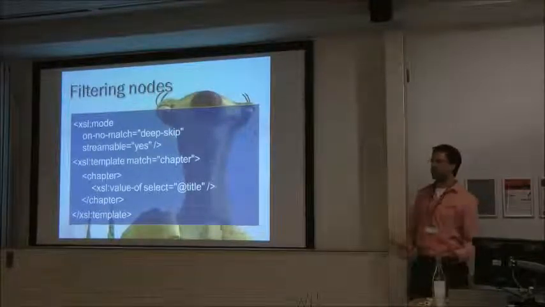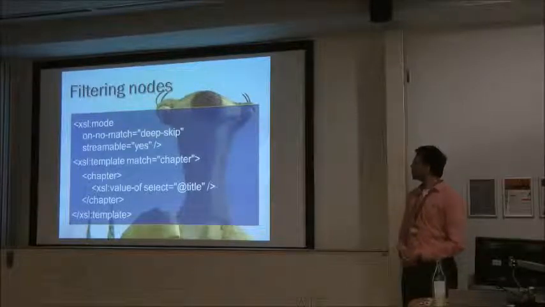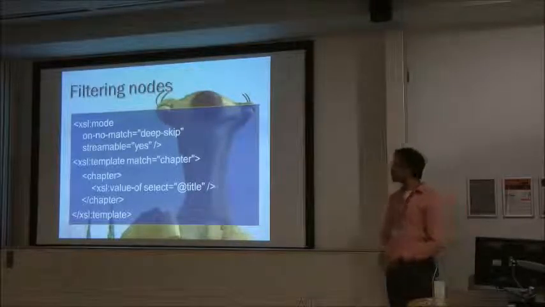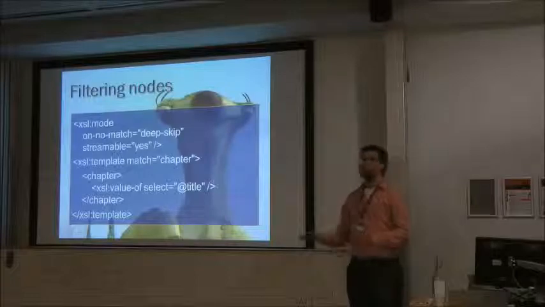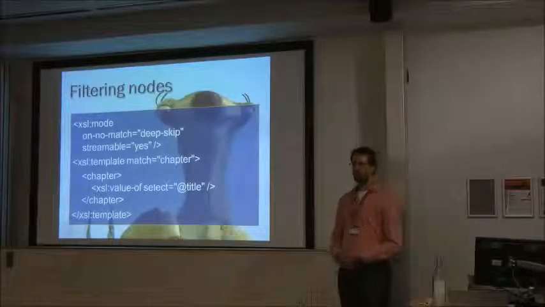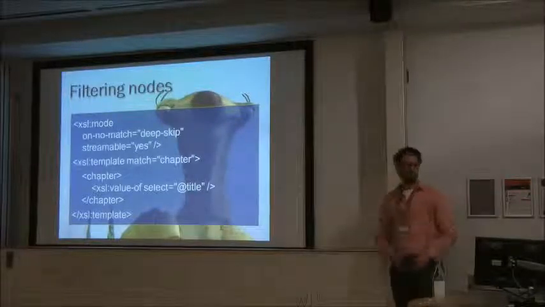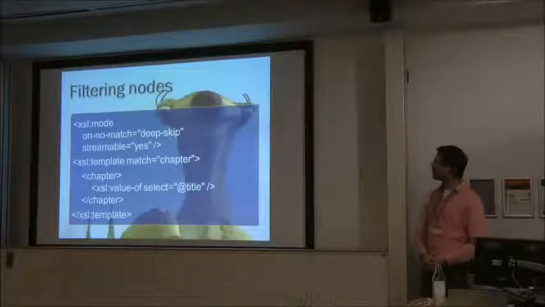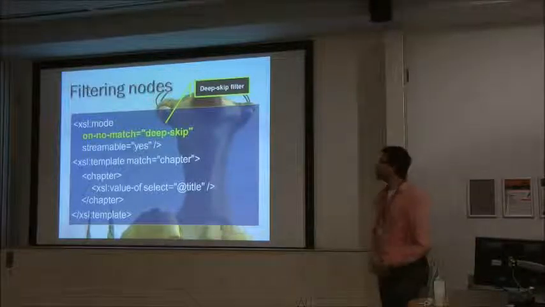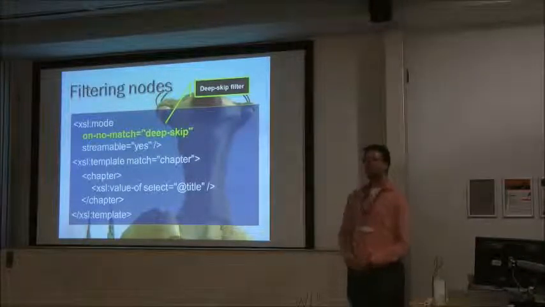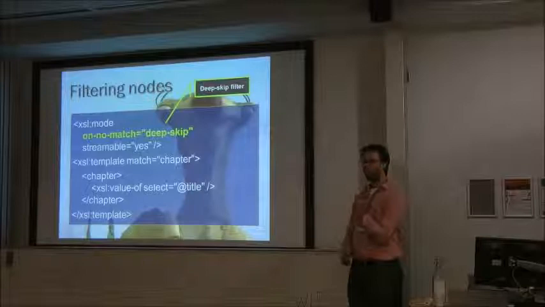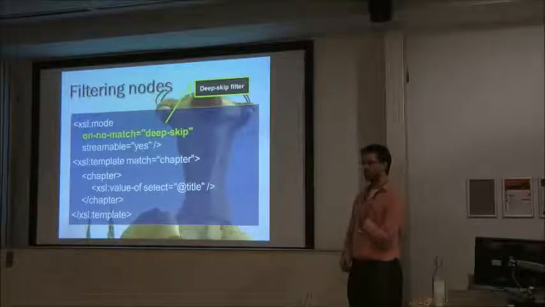So, suppose we only want some data from the chapter. We want to see all the titles in the XML document. And everything else we can just discard. So the whole content of any chapter, all the paragraphs, all the images, the embedded SVGs, we just want to throw that away. Now, the thing of interest here is the on-no-match attribute. With deep-skip, you tell the processor to skip the node that is not matched and to throw everything away.